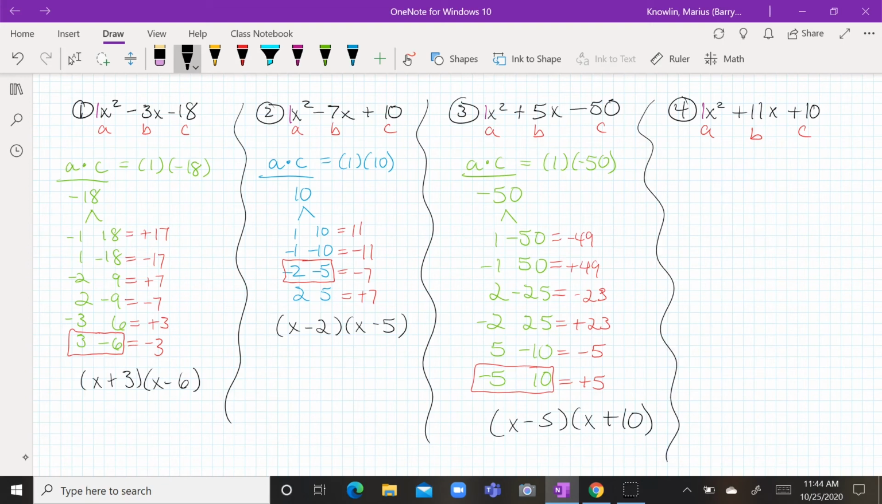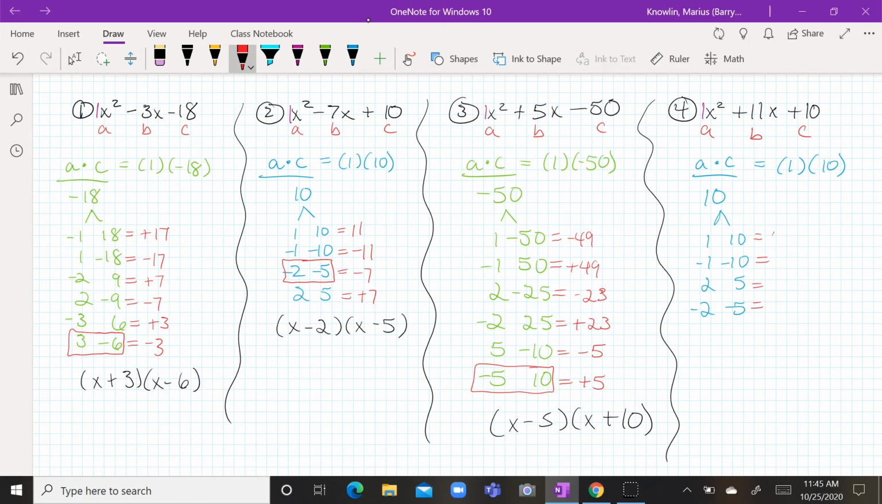Now let's go ahead and take a look at the last one, number 4. So for number 4, we're going to do a times c again, which is equal to 1 times positive 10, which is positive 10. And that's 1 and 10, 2 and 5. And there can be negative, negative there. And the reason those can be negative, just to clear that up, a negative times a negative is a positive, just like a positive times a positive is a positive.